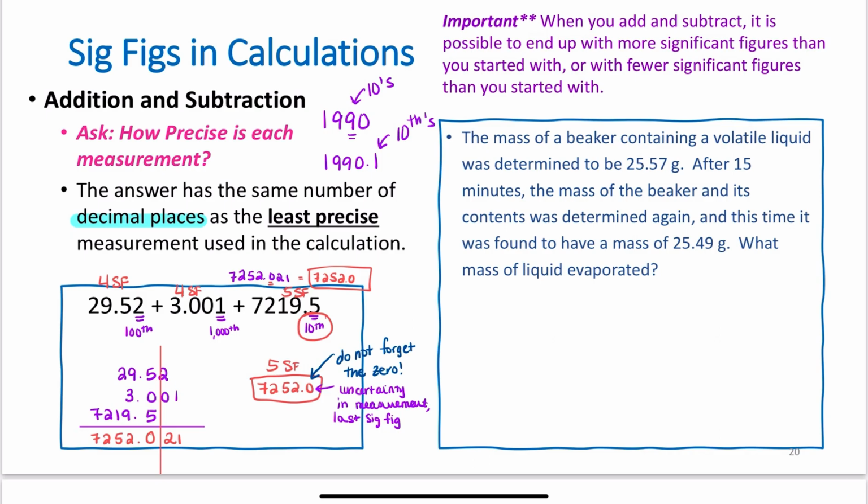I have a beaker that contained a volatile liquid. Volatile just means that it easily escapes into the vapor phase. I have a beaker containing a volatile liquid, and it was determined to have a mass of 25.57 grams. So again, if you have to, draw a picture. It'd be better than that one. It's a really bad picture.